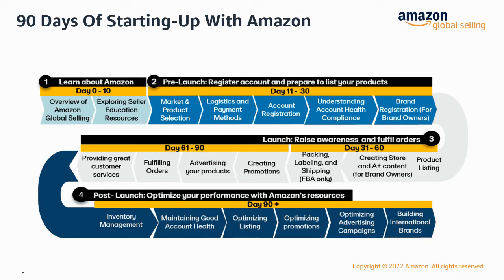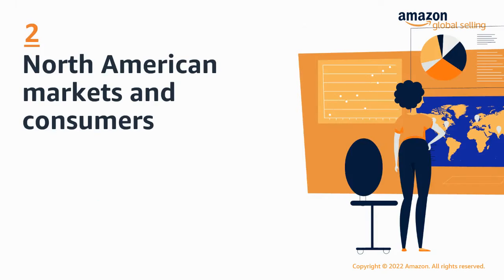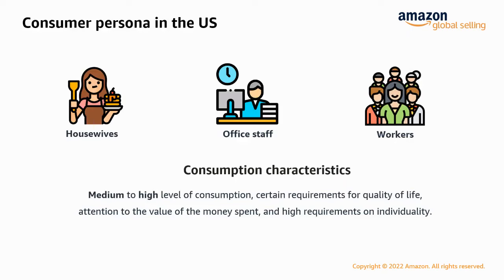Okay, so this gives you an overview of what you can do from the first 90 days. I'm pretty sure most of you are probably in the 11 to 30 days already. You've done your account registration, maybe set up your logistics and payment, etc. When we look at what else we can do, for most of you, I believe you are looking to sell into the US.